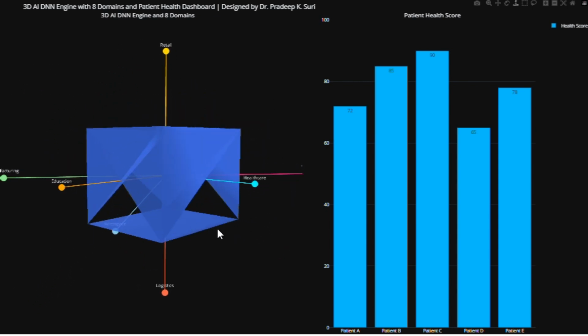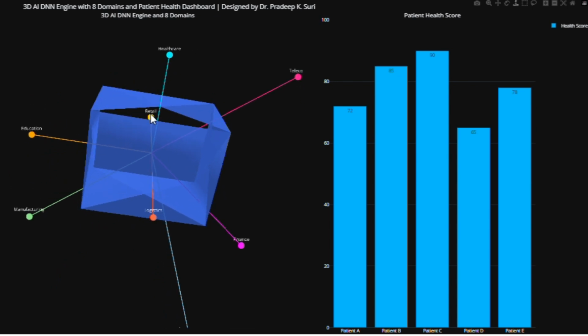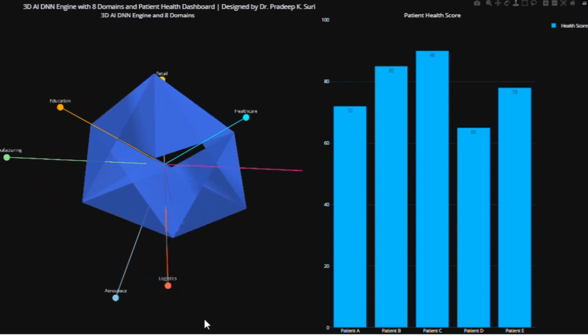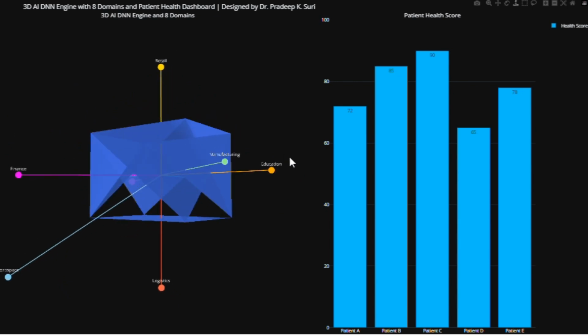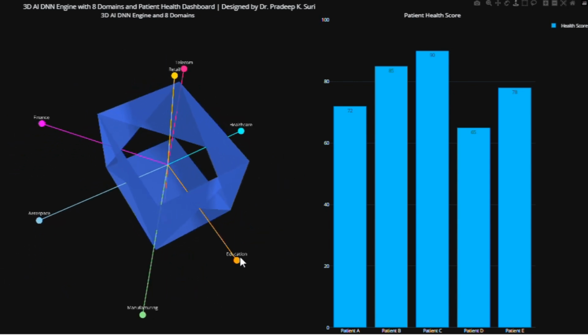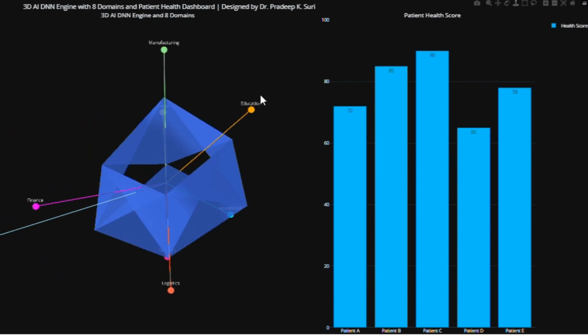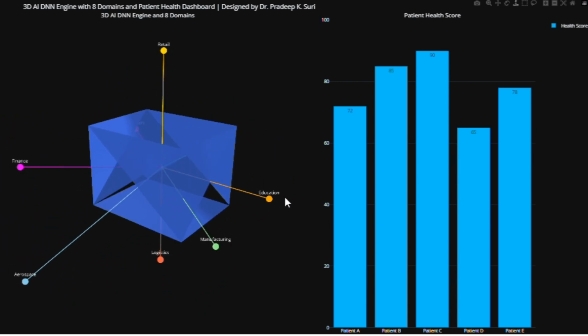Bar chart 3. Patient health bar chart, live dashboard. To the right of the 3D engine, the video showcases a bar chart of 5 patients. Each bar reflects a real-time health score, 0 to 100, generated from the AI's output layer after processing data. The bars are color-coded in deep sky blue, making them visually prominent over the dark theme.